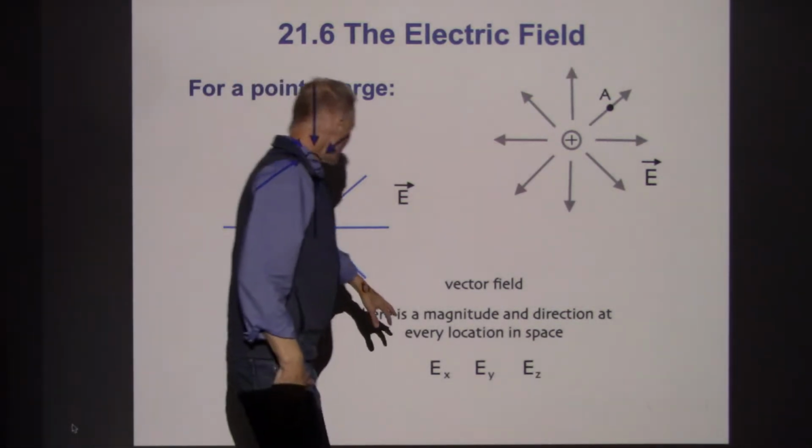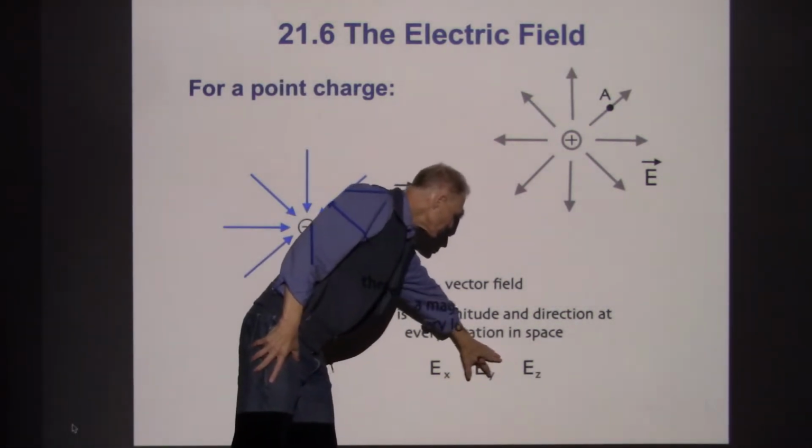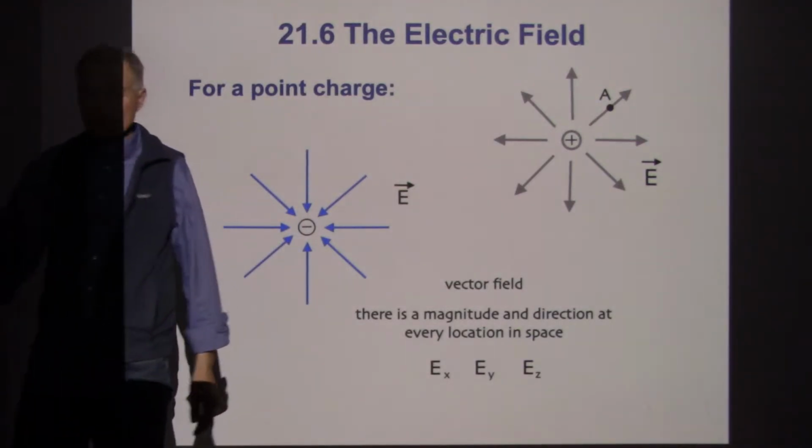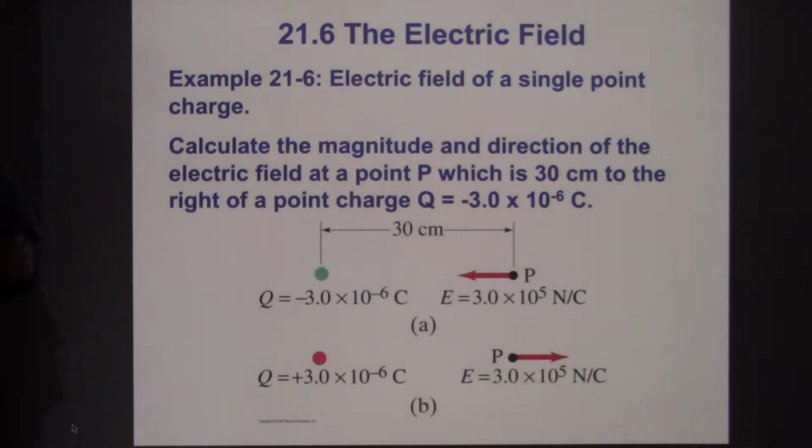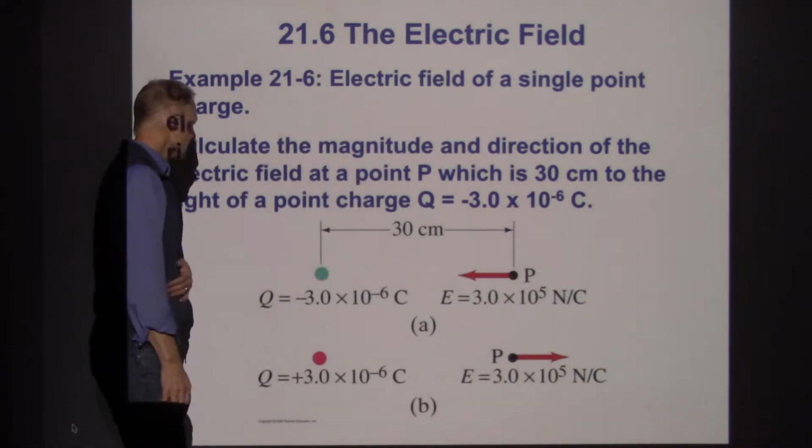This last item here says that since they're vectors, you could imagine dividing this up into components E_x, E_y, and E_z, which we will not do. So we're not going to be looking at three-dimensional examples. We may look at a couple of two-dimensional examples. All right, let's go back and see how we can deal with this.